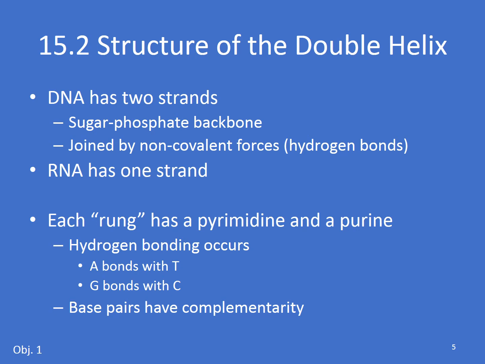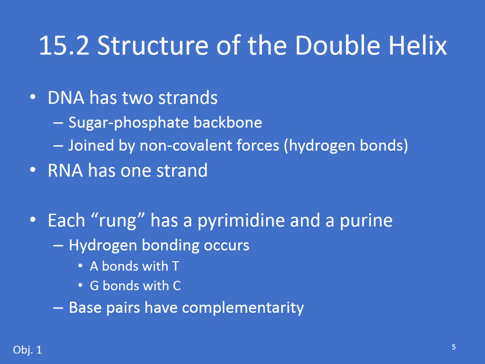Each rung on the double helix in DNA has a pyrimidine and a purine, and hydrogen bonding occurs between these bases. The sugar phosphate backbone makes up the backbone, but the actual bases, A, T, G, and C, participate in the hydrogen bonding. So A bonds with T, and G bonds with C. If you hear that these base pairs have complementarity, this is what it means. A on one strand will always match up with a T on its complementary DNA strand, whereas G will always match up with C on its complementary strand. So one strand of DNA will have an entirely mirrored strand on the other one, and these two hydrogen bond together to make a double helix.